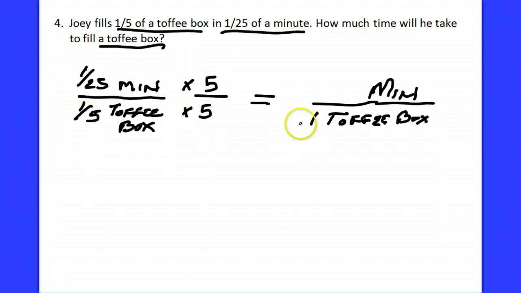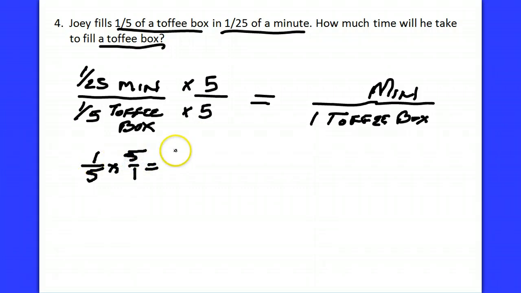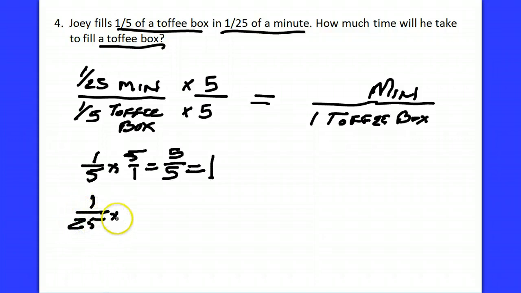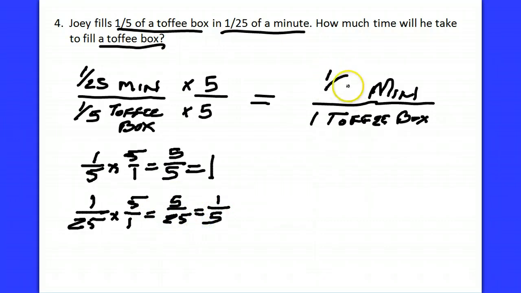So 1/5 times 5 is 1. 1/5 times 5 over 1 is 5 times 1 across the top, and 5 times 5 across the bottom is 1. And then we have 1/25 times 5, again times 5 over 1. It's just 5 over 25, which is just 1/5 of a minute. 1/5 of a minute.